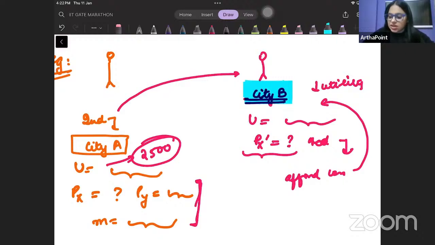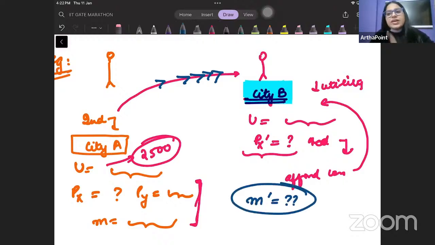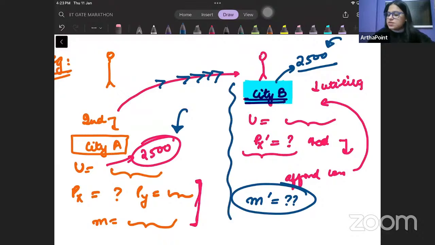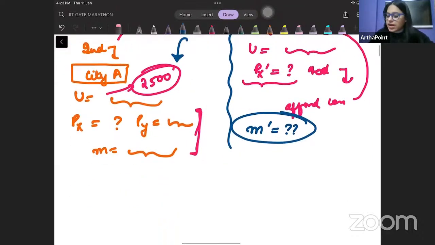This company will say, okay, you go to the city B, but I will give you some additional income. मैं आपको कुछ और पैसा दे देती हूँ. But I will make sure that you get the same level of utility. If you were getting a utility of 2500 here, अगर आपको 2500 का utility यहाँ मिल रहा था, I will ensure that you get the same utility here, even though this city is expensive. This is called as compensating variation.